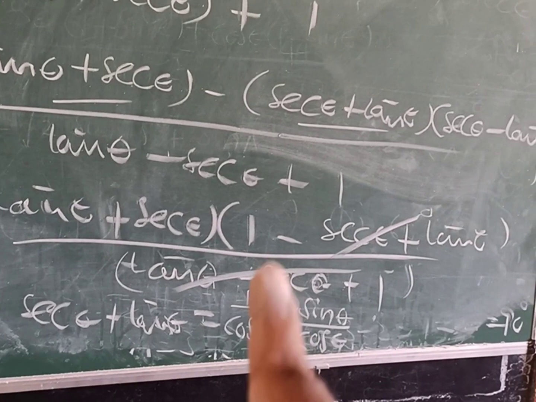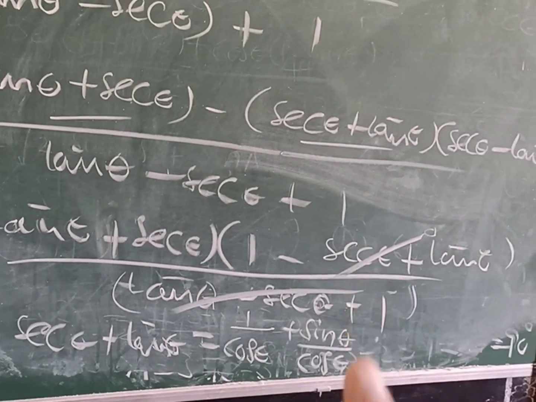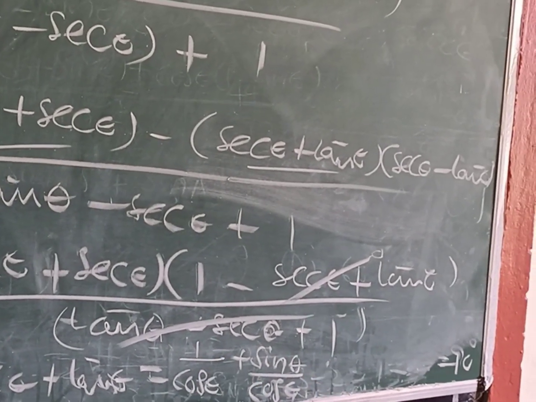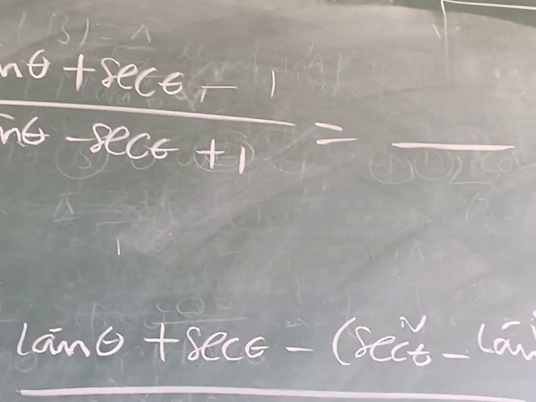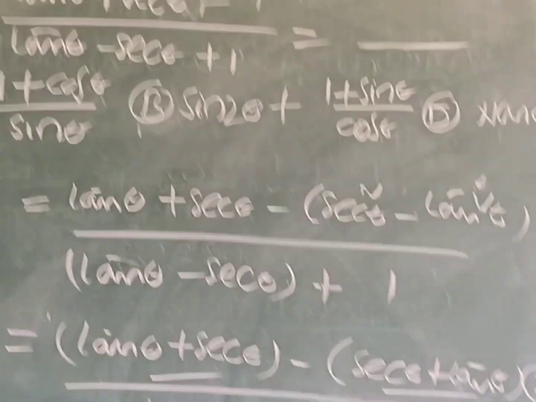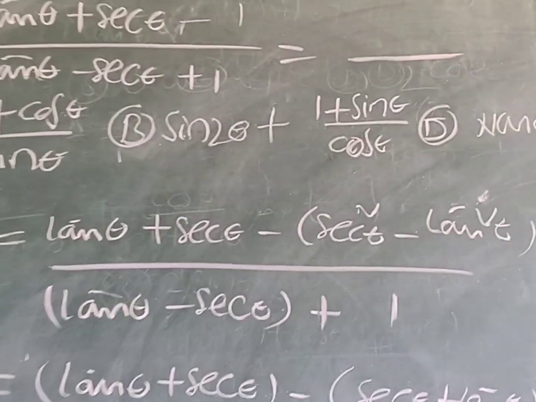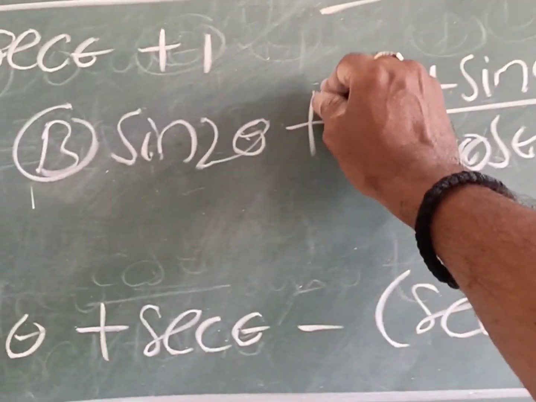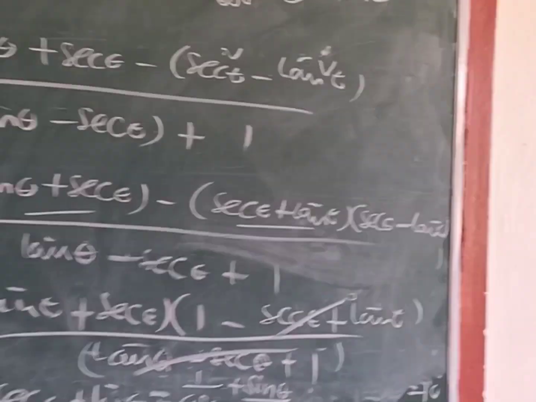Secant can be written as 1 by cos, because secant is the reciprocal of cos. Tan theta can be written as sin theta by cos theta. So therefore, we are getting the answer 1 plus sin theta by cos theta. So therefore, tan theta plus secant theta minus 1 by tan theta minus secant theta plus 1 is equal to 1 plus sin theta by cos theta. So what is the option here? The option is C.